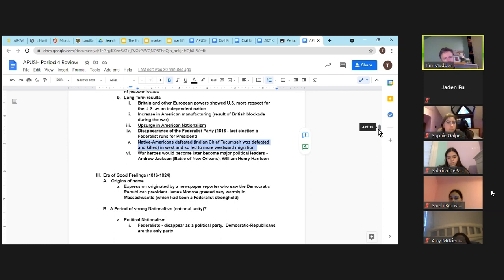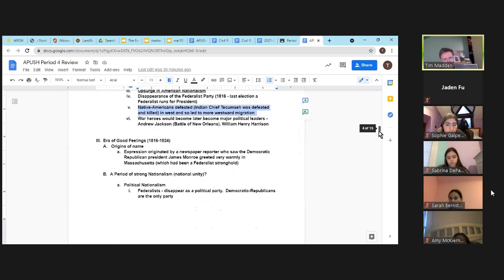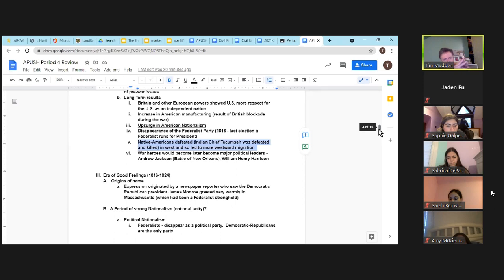Those who are promoting greater unity and those who are looking out more for states' interests or local or regional interests, right? So that expression actually came from a newspaper reporter who, when James Madison was traveling to Boston in 1820, he ran unopposed. There was no challenge to, or excuse me, did I say Madison? Or did I say Monroe? Monroe.